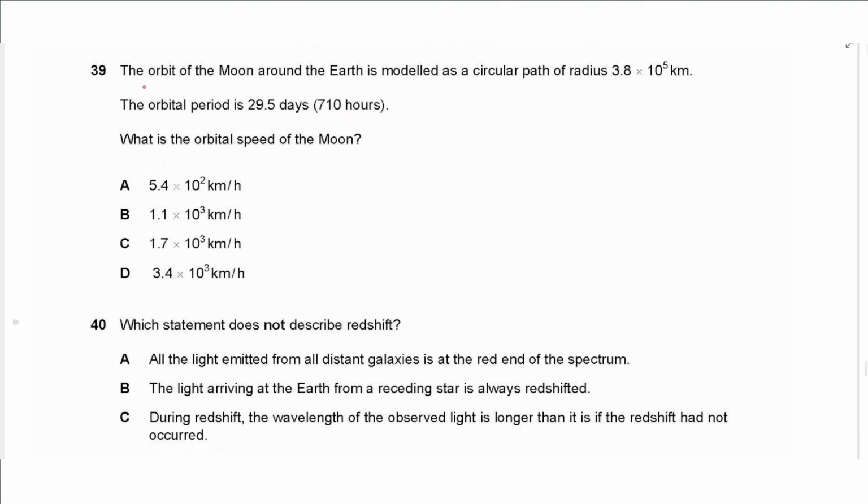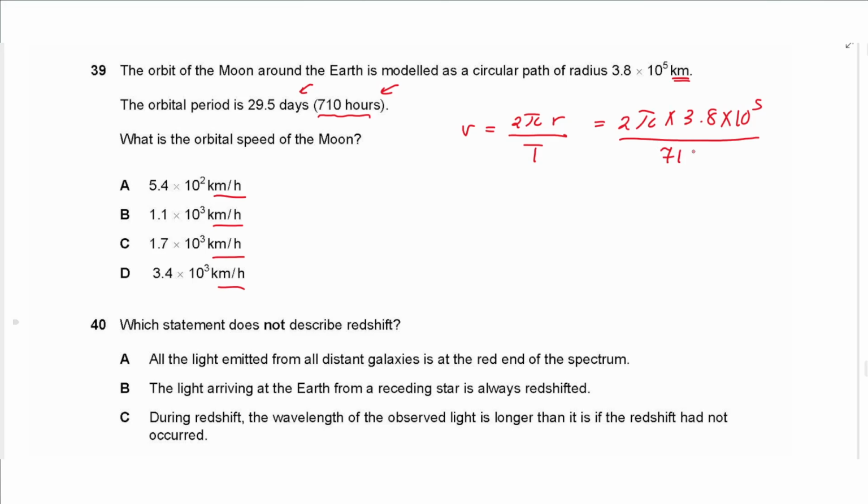Question 39 says the orbit of the moon around the Earth is modeled as a circular path of radius 3.8 times 10 to the power of 5 kilometers, and the orbital period is 29.5 days, which is 710 hours. What is the orbital speed of the moon? So we calculate orbital speed, distance divided by time, but the distance is the circumference of the circle, so 2 pi r divided by the periodic time of the orbit. So we multiply 2 pi by the radius, 3.8 times 10 to the power of 5, and all the answers require the units to be kilometers per hour, so we leave kilometers as it is, but we use the hours, not the days or seconds. So we have 710 hours.